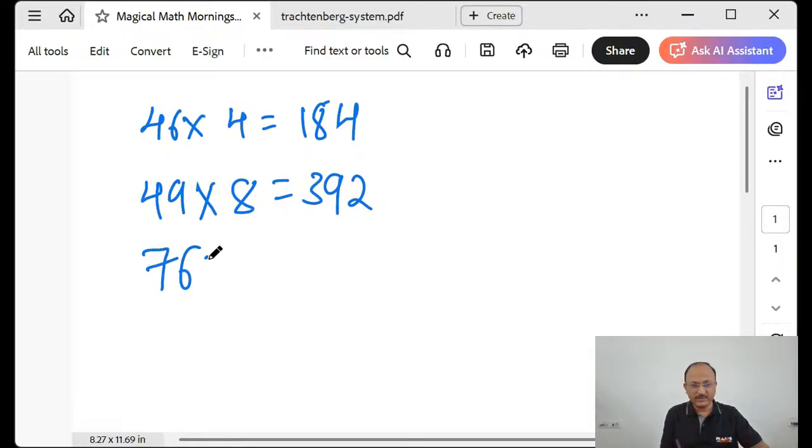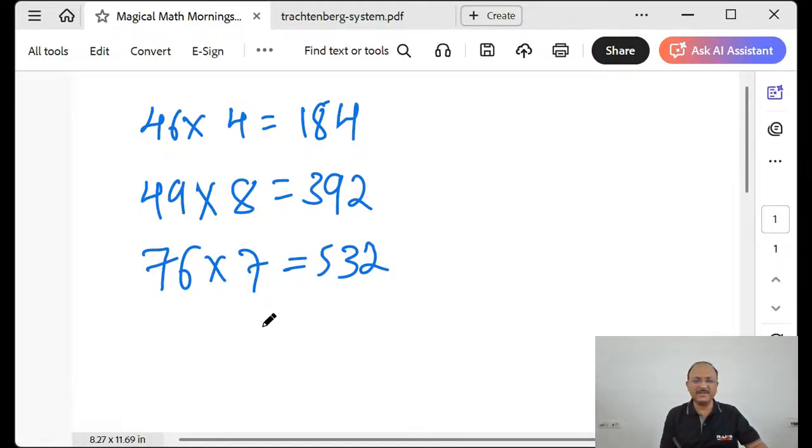Let's do this. 76 into 7. 7 sevens are 49, so 490. 6 sevens are 42. That's it. Correct? 76 sevens, then directly in our mind it should come 490 plus 42. Yes, very good. All of you. You have come to 532. Very fast. Correct? And I know for typing you are taking time, or else calculation is very fast.